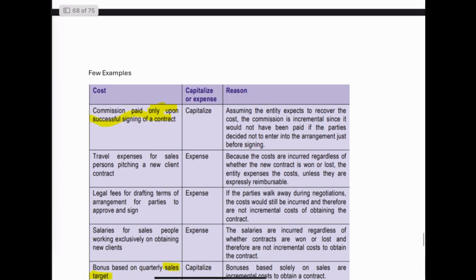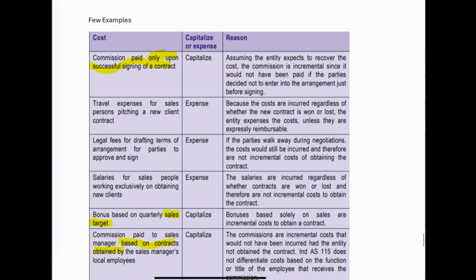Okay, so let's also go through a few more examples here. Commission, as I told you, is a cost to obtain the contract, so this can be capitalized. Travel expenses, it's given that these are travel expenses for a salesperson pitching for a new client, which means you don't have a firm contract asset, so it should be charged to the expense account. Then legal fee for drafting the terms of the arrangement for parties to approve and sign, which means it is not yet approved, so anytime the contract may be cancelled. In that case, it should be charged to P&L.